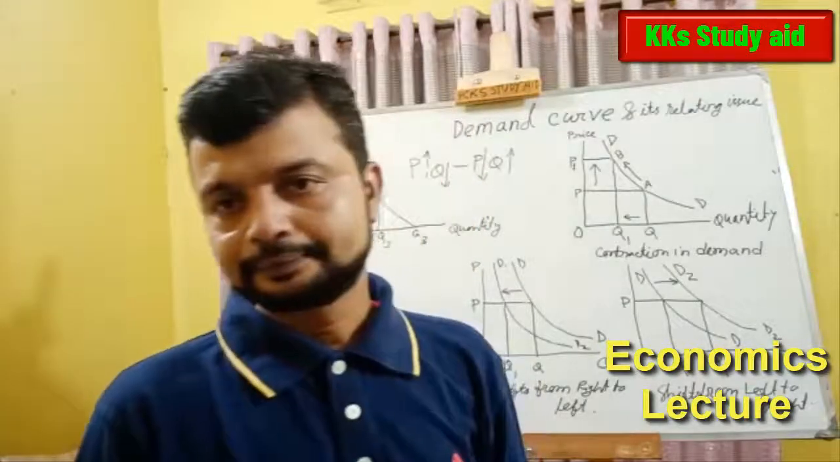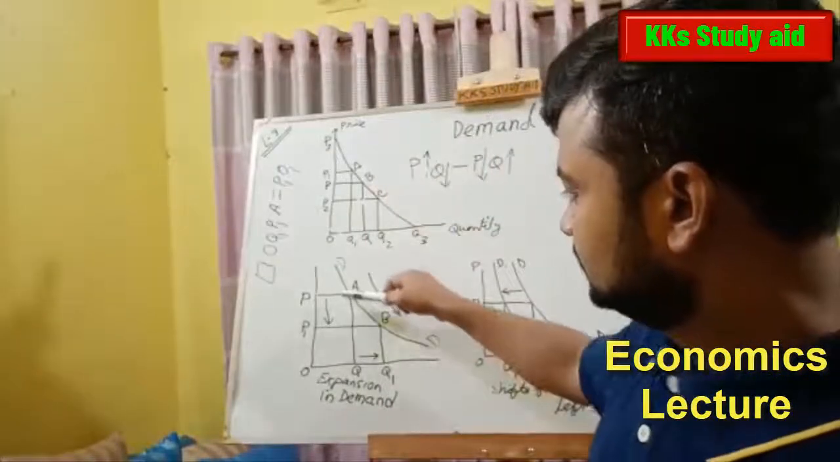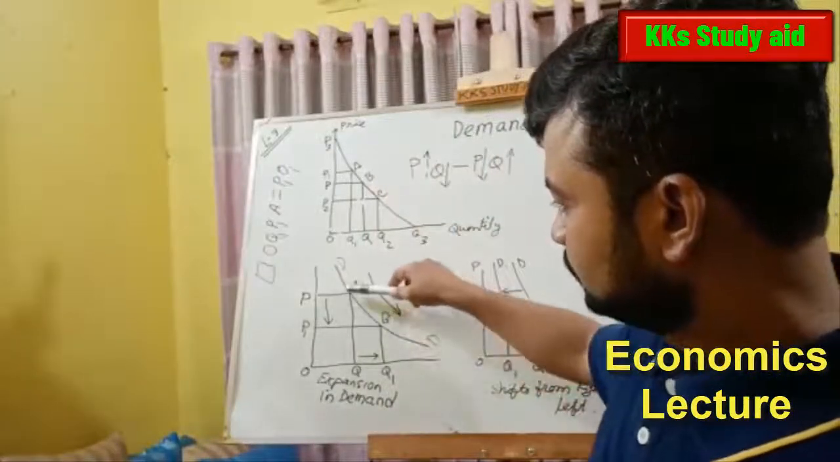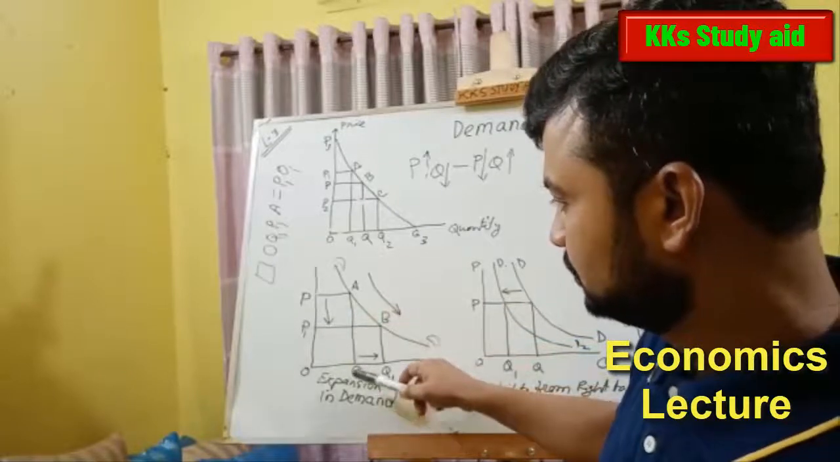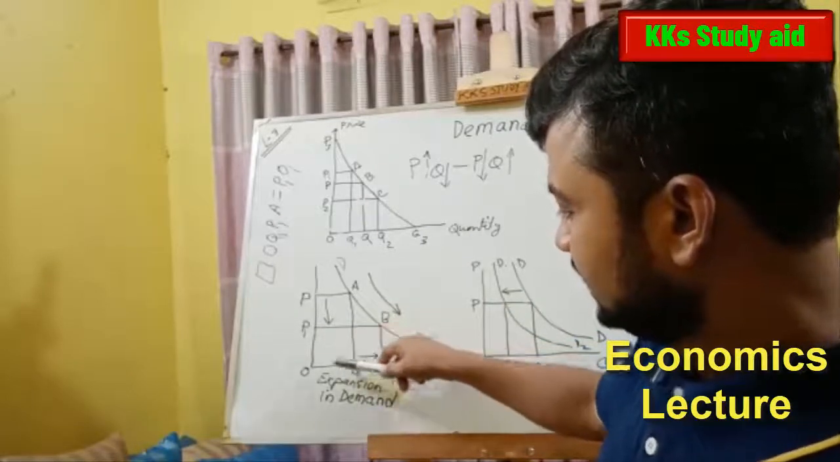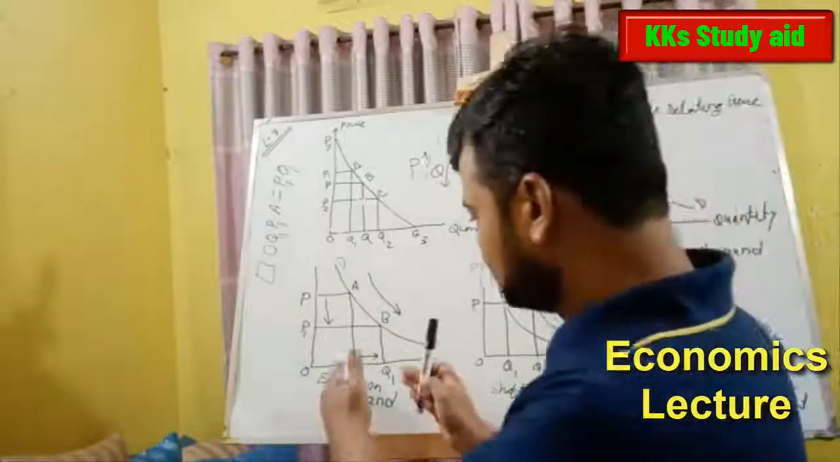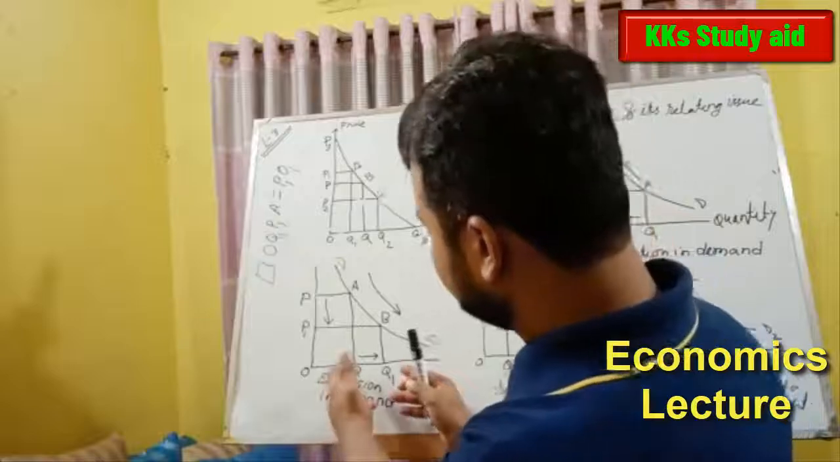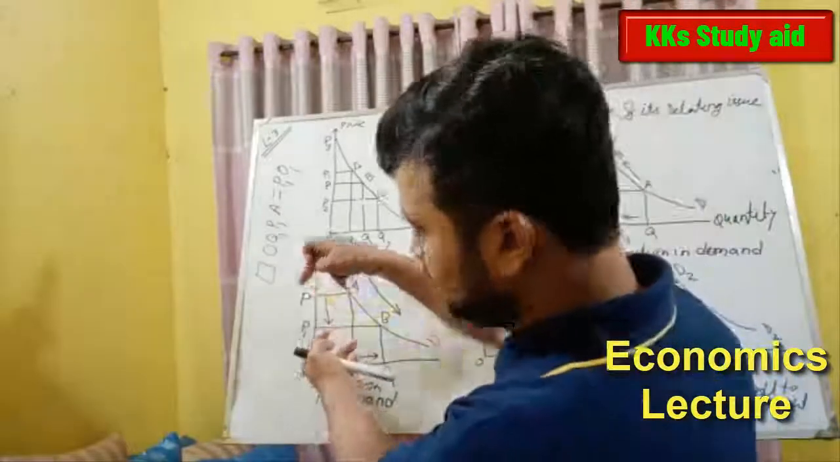Now come to expansion in demand. When the consumer moves from A to B, you will get the price P1 and will purchase the quantity Q. So there will be expansion in demand, and how much expansion? The expansion is QQ1 due to the fall in price PP1.